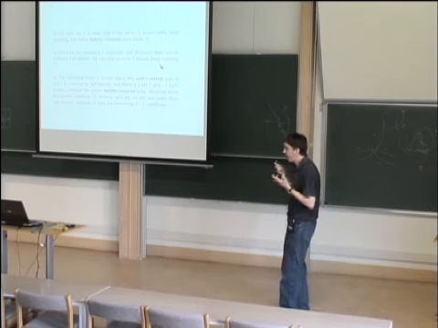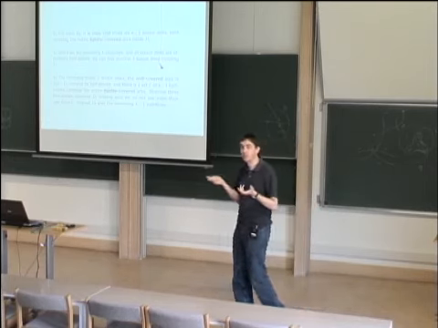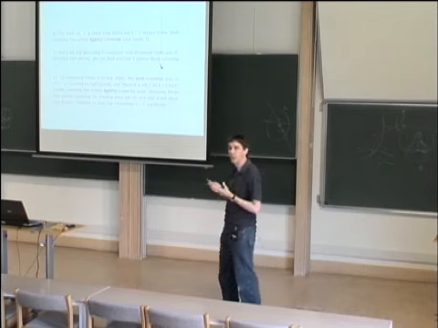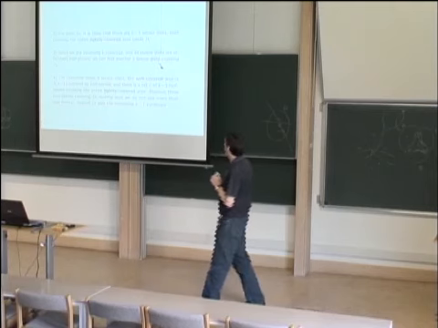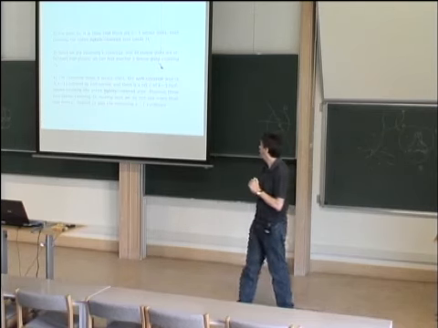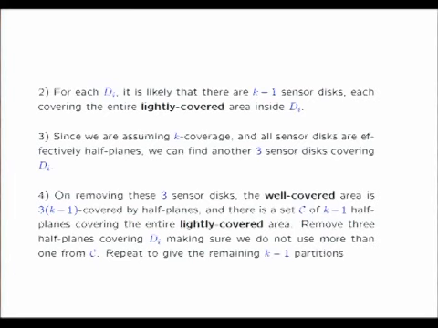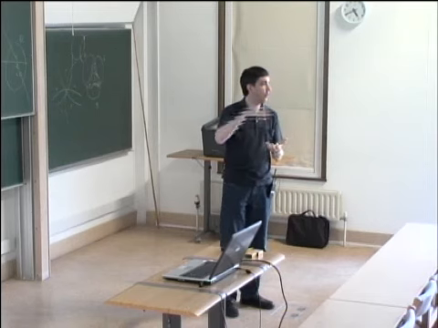One can show that that fails with probability at most 1 over log n. And that's where the 1 over log n comes from. Since we're assuming K coverage, we can find another bunch of sensors which do the last coverage. In fact, you can do 3 of them because they look like half planes.